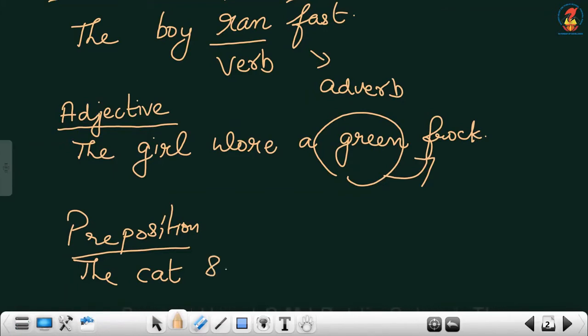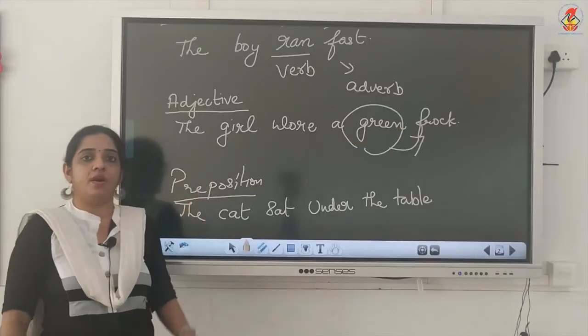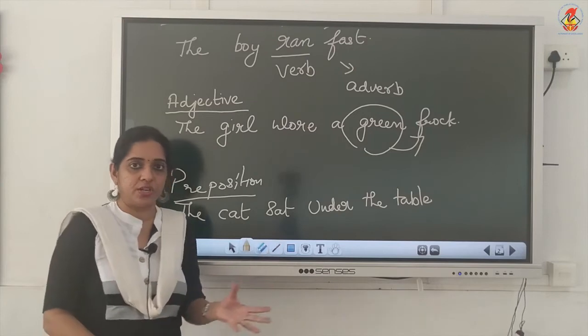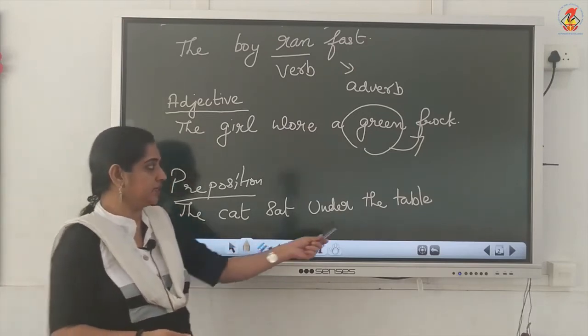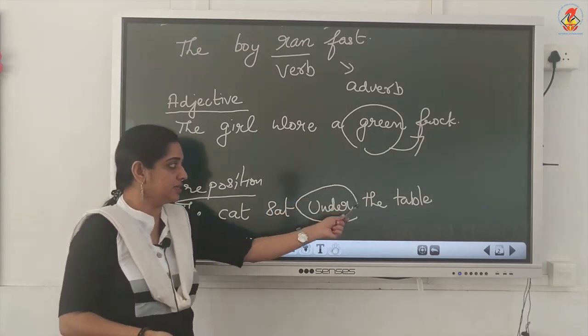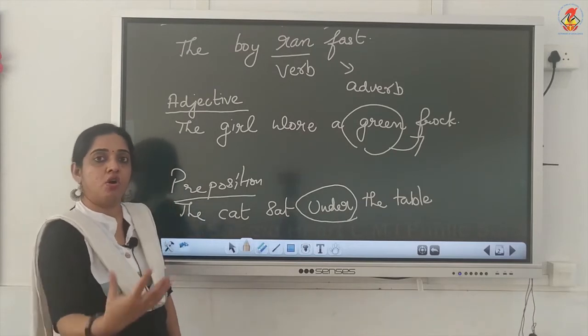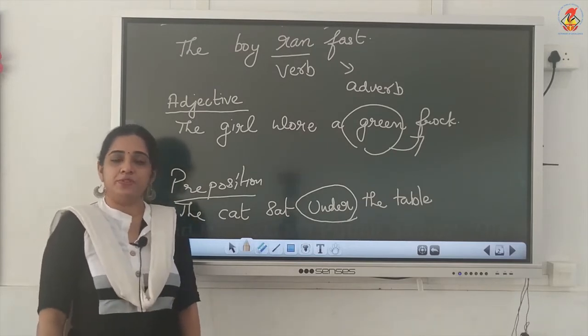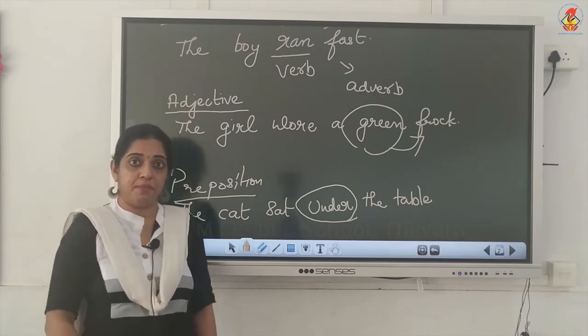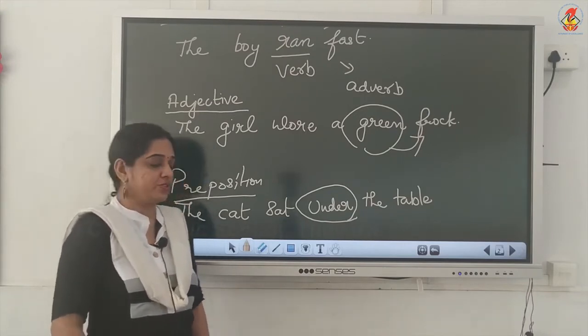For example, the cat sat under the table. What is the position, the location? A preposition shows the location or the relationship of a noun or a pronoun in a sentence. So what is the position described here? It is under the table. So this under is called a preposition. I kept the book on the table. What is the preposition used there? It is on the table. So that is called a preposition.